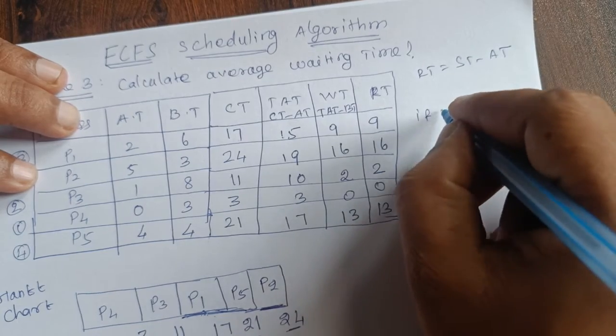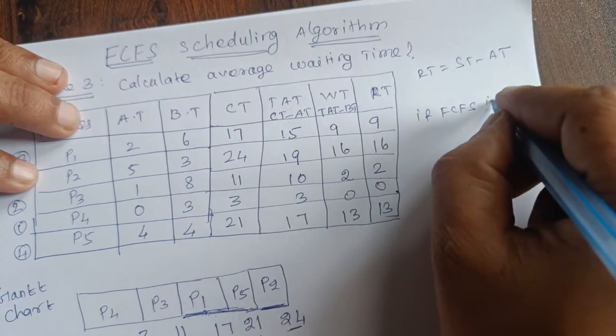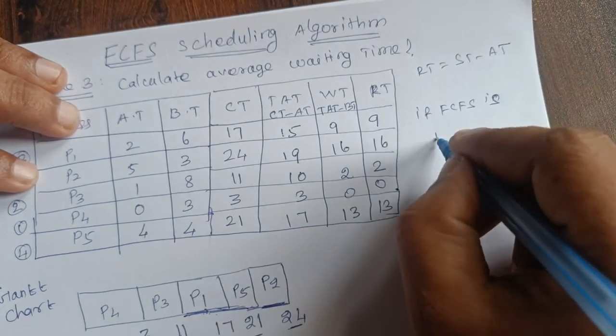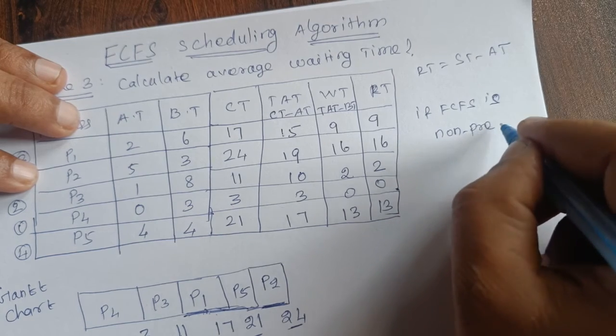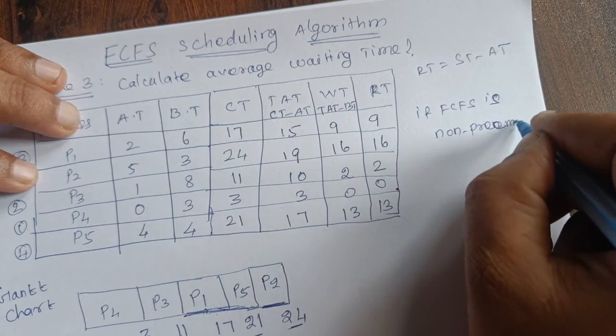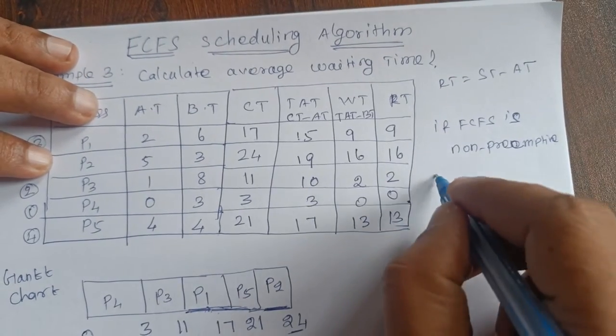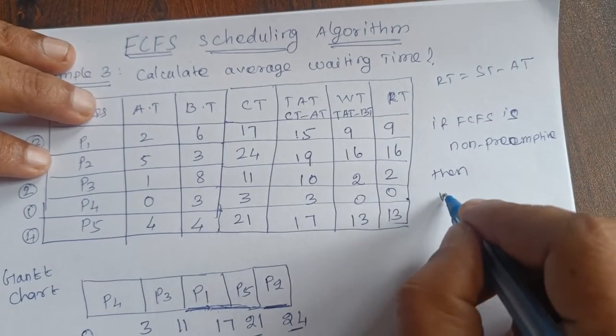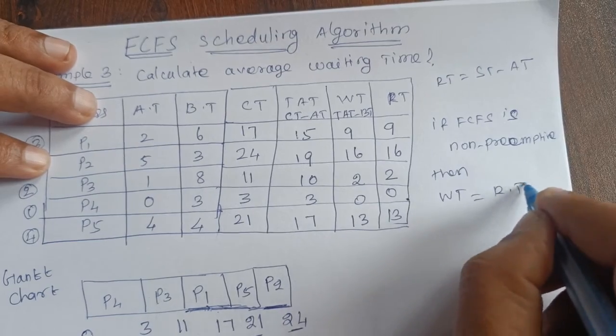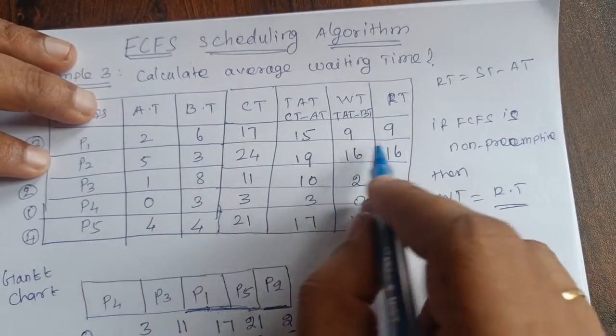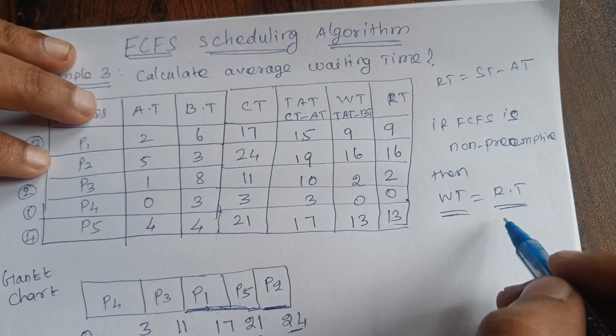If FCFS is non-preemptive, then waiting time is always equal to response time. Waiting time is equal to response time.